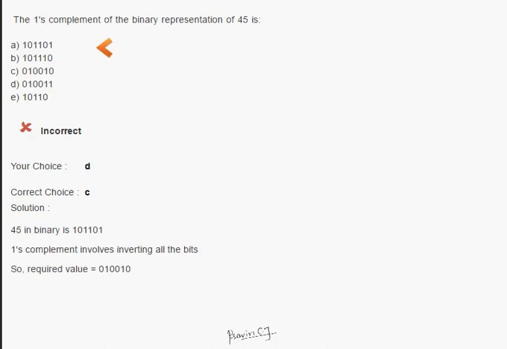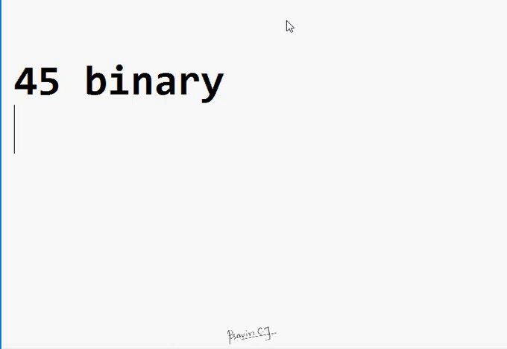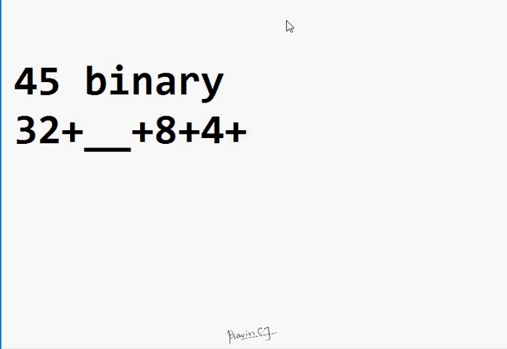And the next question is regarding the ones complement of the binary representation of 45. We have covered how to convert decimal to binary. For the binary representation of 45, 45 can be covered like 32 plus 16 becomes 48, so we can skip 16. Then we will add 8, so it becomes 40, plus we will add 4, it becomes 44, and the last one is 1, so we will not skip this one and it becomes 1.